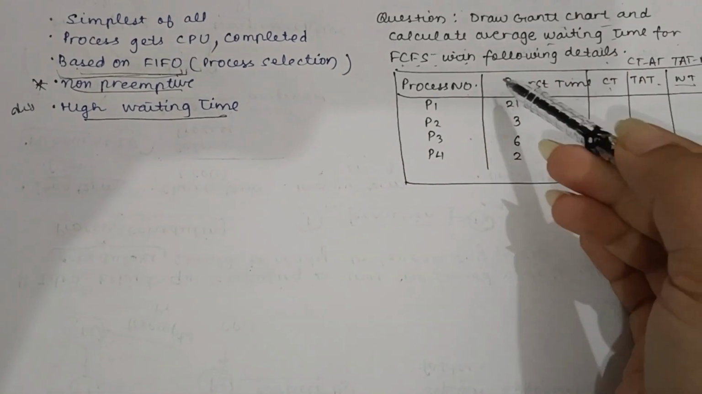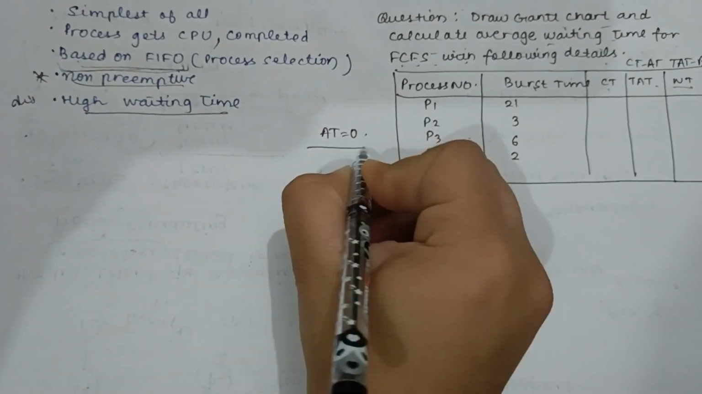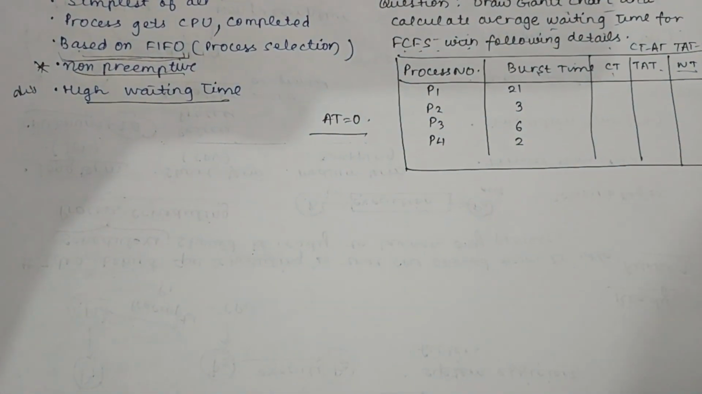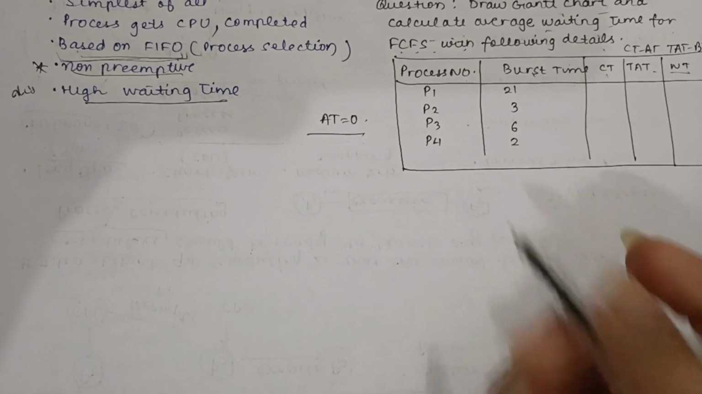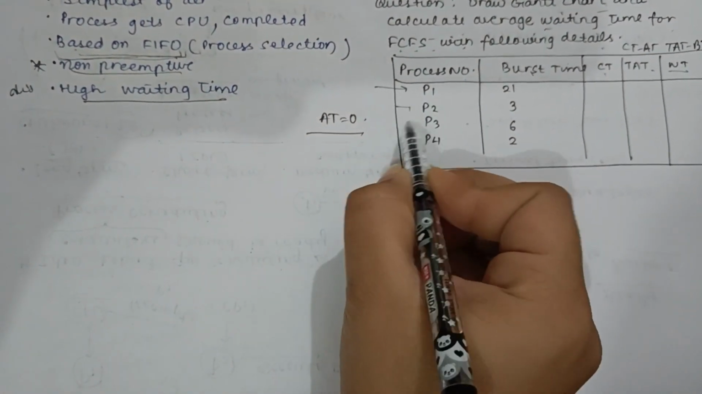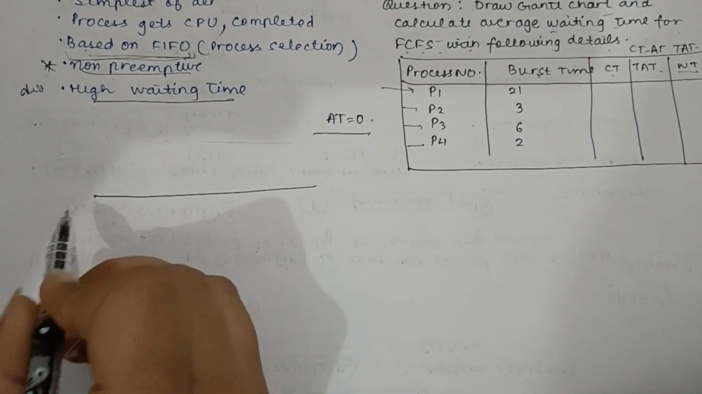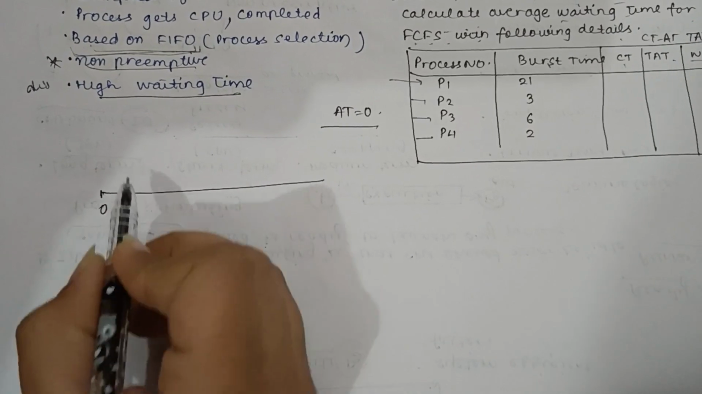Here, because there is no arrival time given, we have to assume that the arrival time in this question is 0. So everyone is arriving at time 0. Because it is first come first serve, we are assuming that P1 is first in the queue, then P2, then P3, and then P4. It is going to move this way. So if I draw the Gantt chart, this is the 0th interval. At 0, what's in the queue?